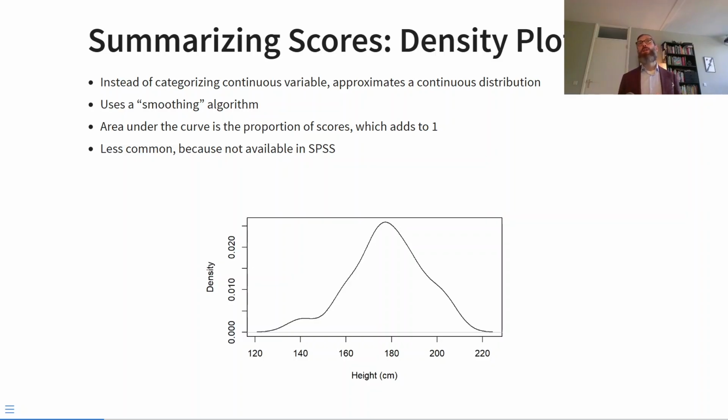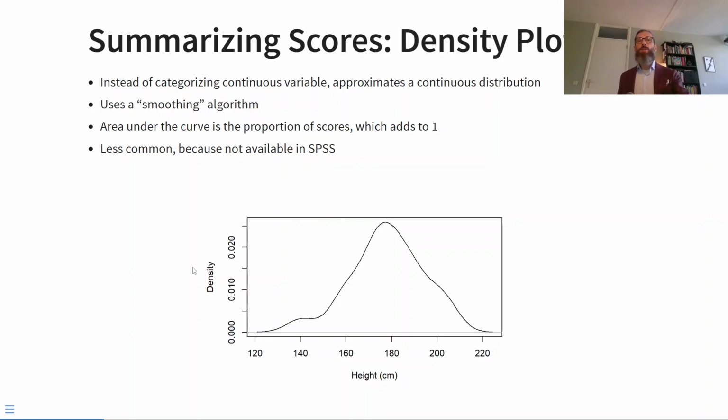And that is because this density plot shows us the same data, but instead of artificially categorizing it, it smooths out the differences between students' heights. So what we see here is that a height of 140 centimeters is more common than a height of 120 centimeters, which makes sense. And we see that a height of 180 centimeters is even more common, and heights drop off rapidly after that, with heights around 220 being very uncommon.